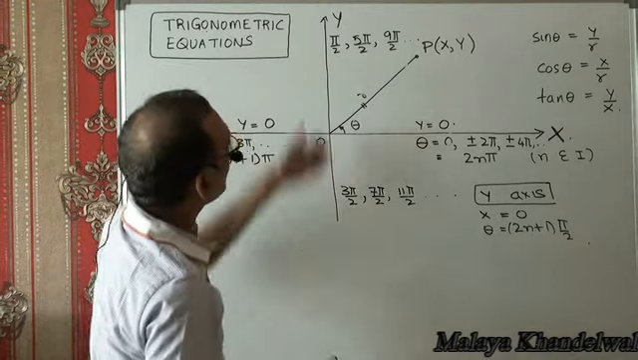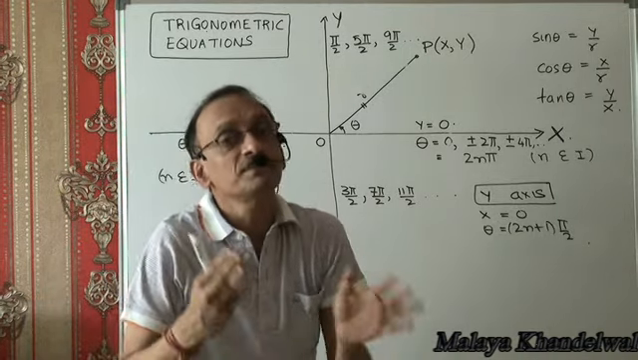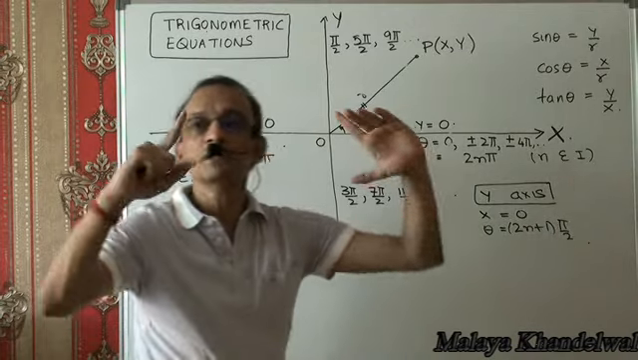Yes or no? Whereas the entire y-axis, that means every time x becomes 0, then theta is about an odd multiple of pi by 2.